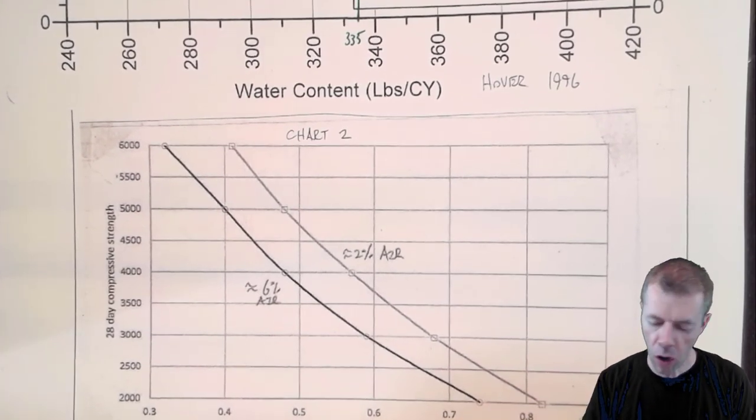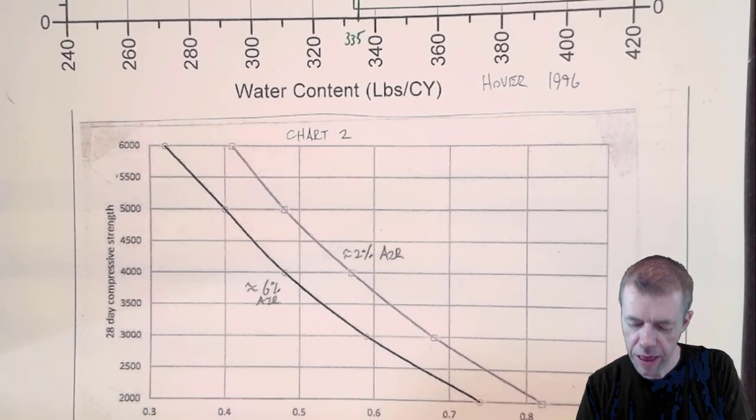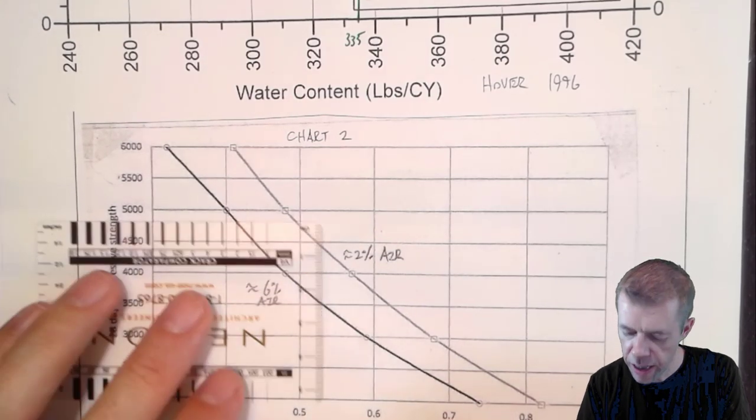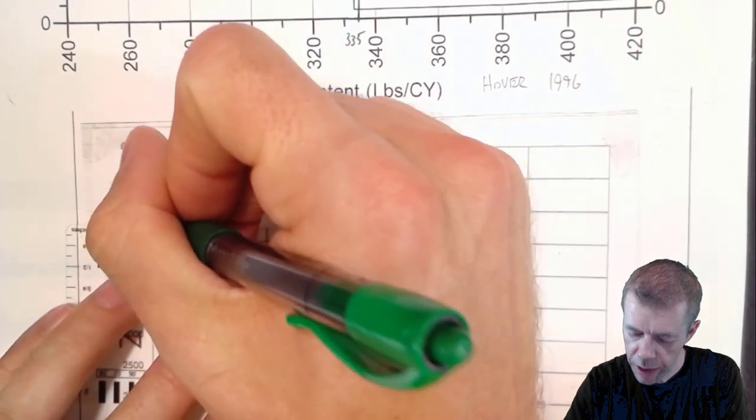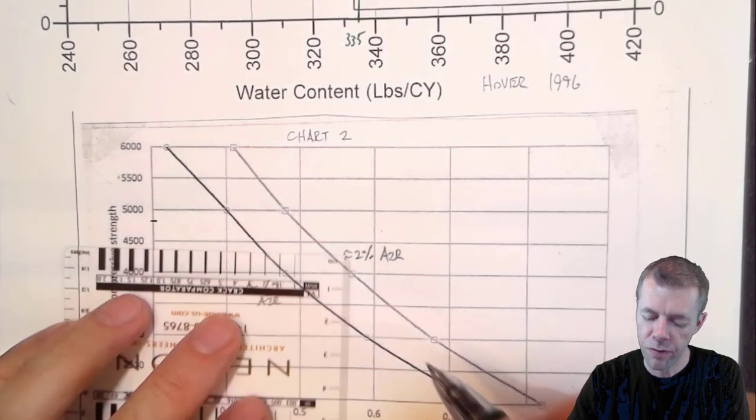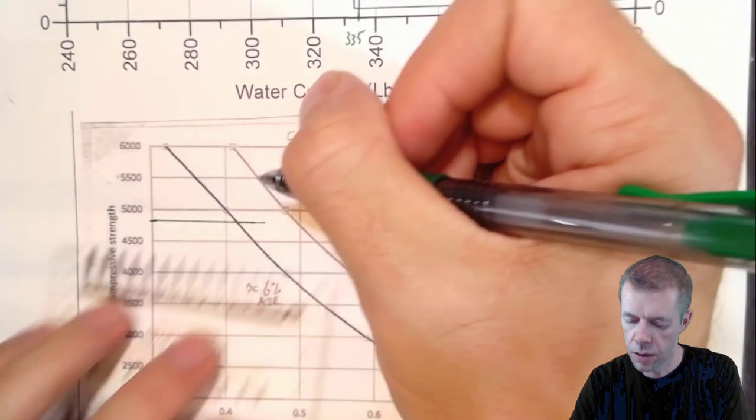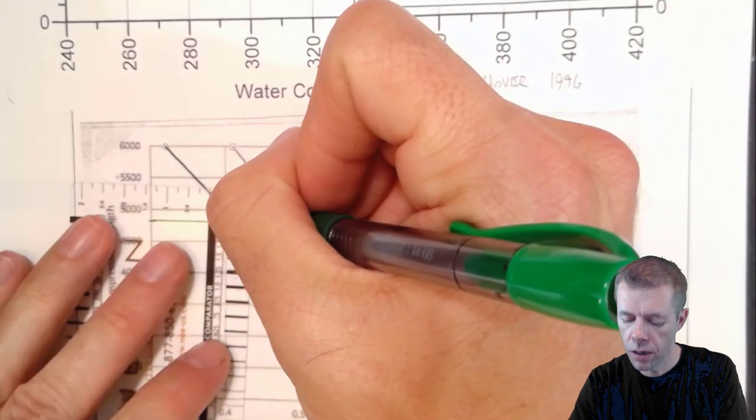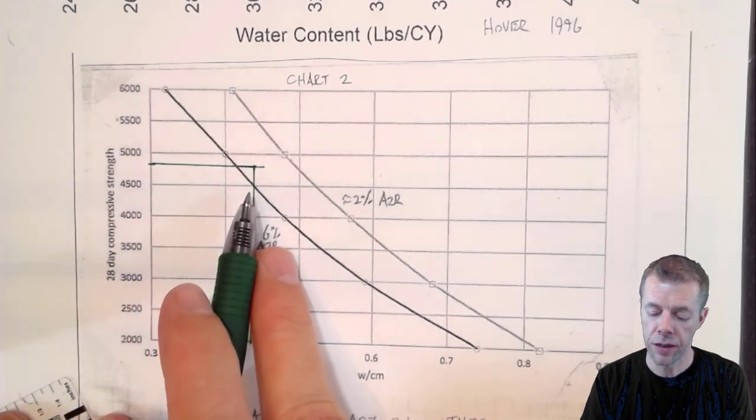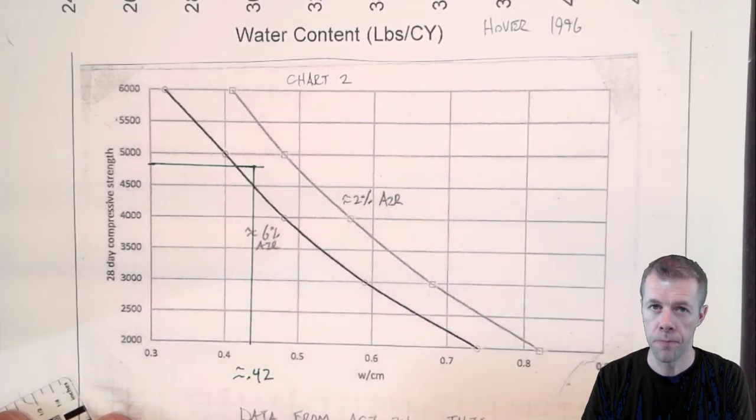We found that our design strength was 4,835. Which is about here. And the air content that we're going to need is about 5%. It's about somewhere in here. So if we go down, for our given compressive strength and our estimated air content, we would pick out a water to cement ratio of about 0.42.